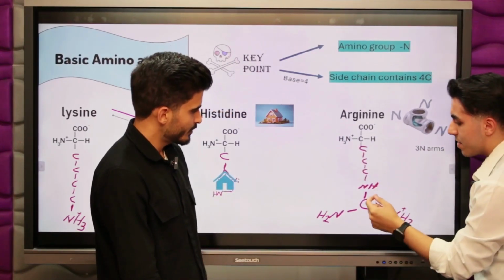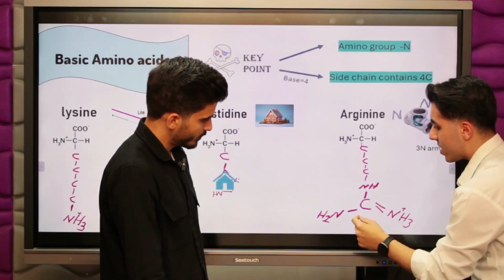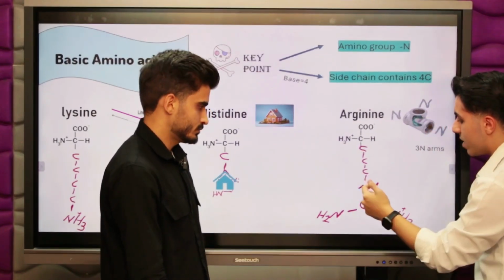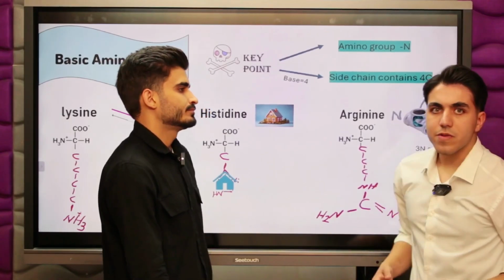Each carbon has 4 valences, one of which is attached to this nitrogen, another to this one. 2 remain that form a double bond with the last nitrogen. Now we have reached the end.